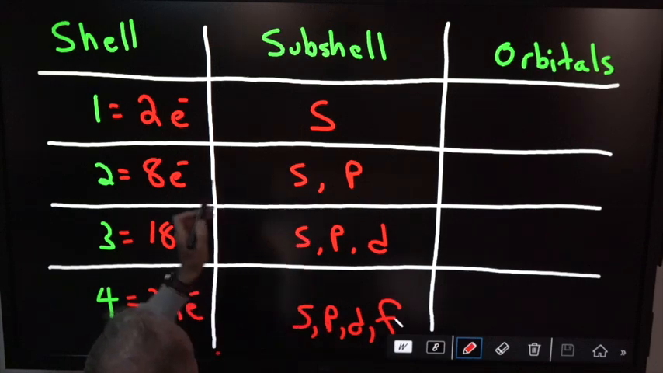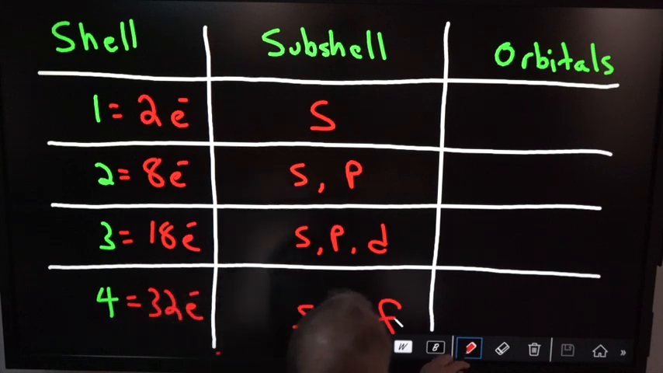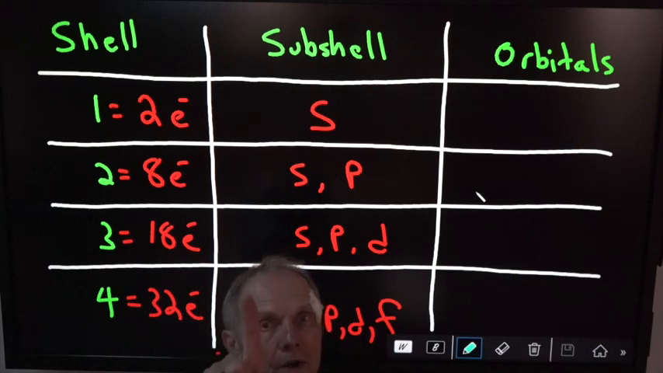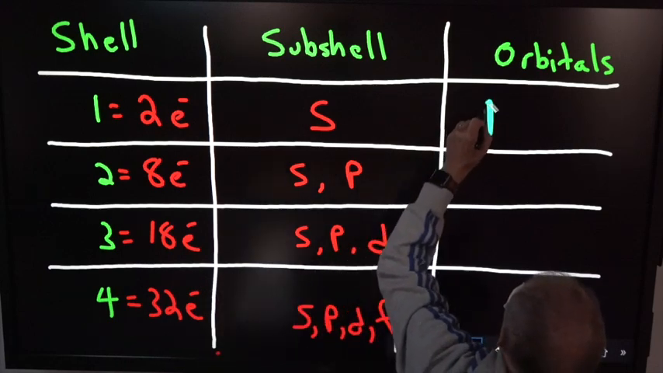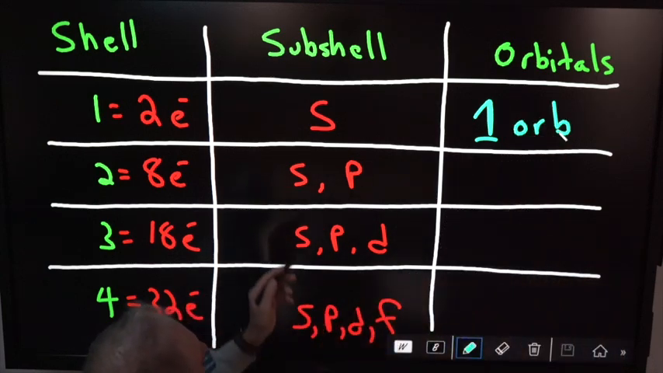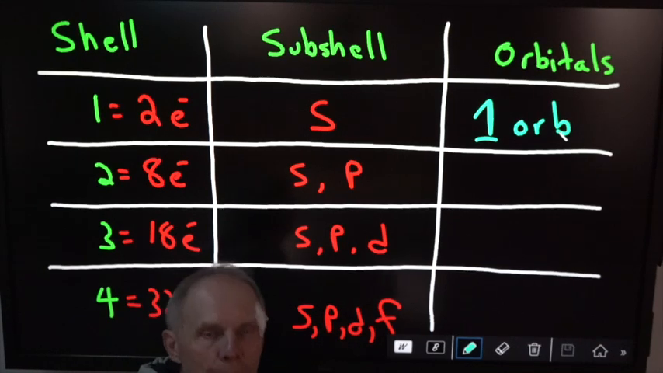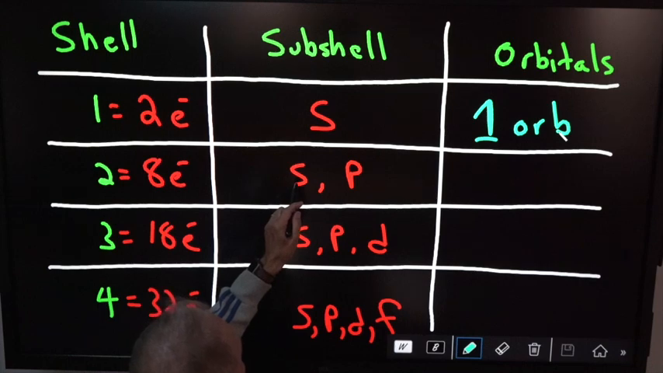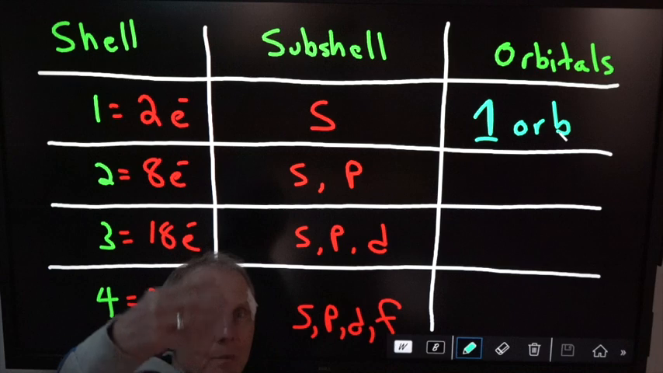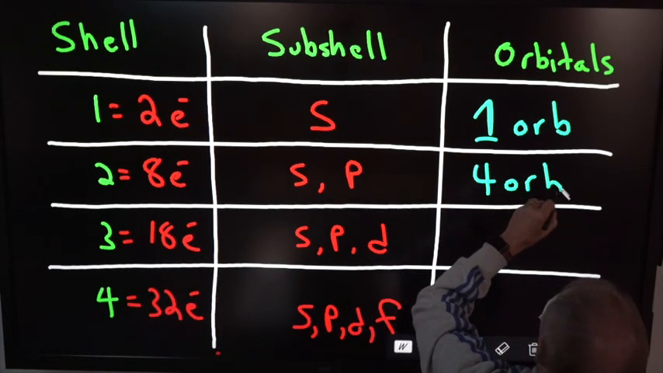So look, S only has 2 electrons, so S would only have 1 orbital. Now, P has 6 electrons, so that would have 3 orbitals. So 1 orbital from S, 3 orbitals from P. So the second shell could have a maximum of 4 orbitals.